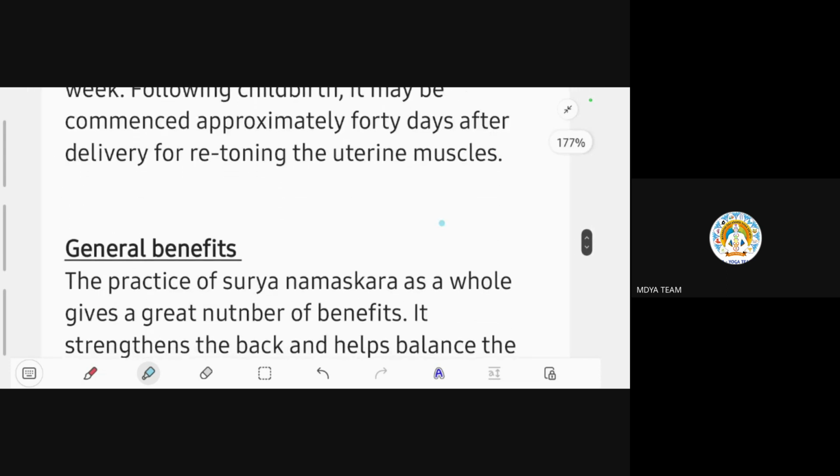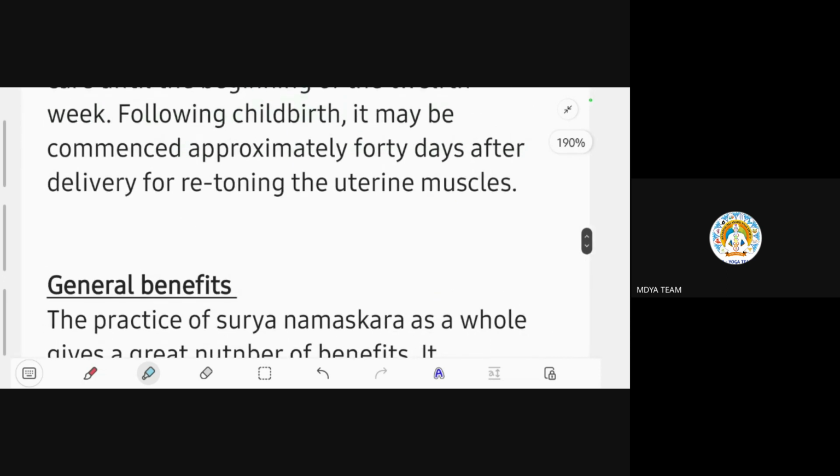Okay. Yes. Following childbirth, after the parturition, approximately 40 days after delivery, the uterine muscles are retoning. It will take time. So for the first 40 days or first 3 months, it is avoided. Again, it depends on the mother.